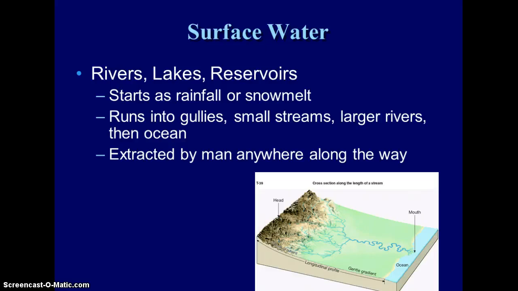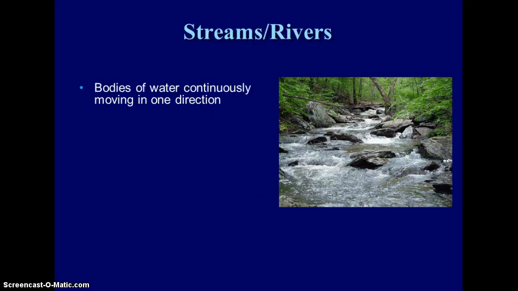So starting with the rivers, the head of the river is usually the higher elevation, and any snow melt or rainfall is going to create small gullies that run into small streams. Those small streams run together to create larger rivers, and ultimately that flows into the ocean. And we extract that water at many places along the way.